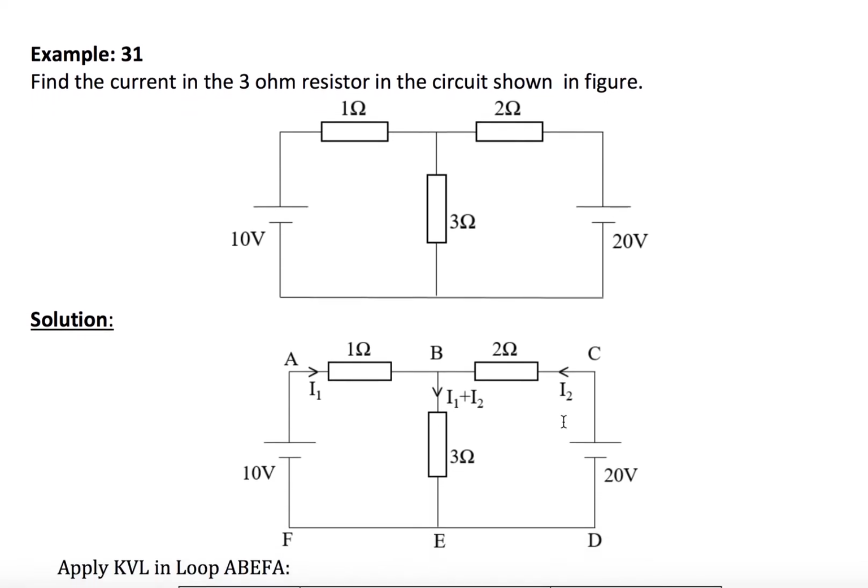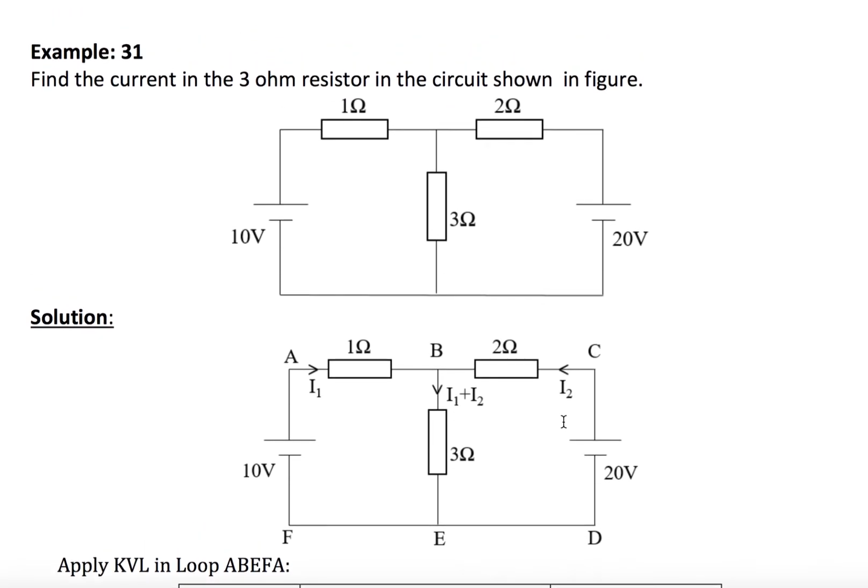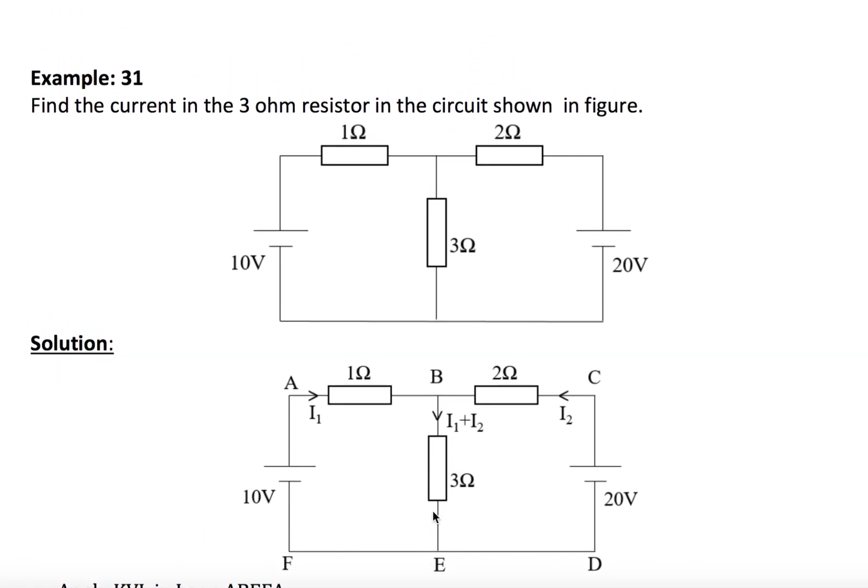Find the current in the 3 ohm resistor in the circuit shown in the figure. This current we need to find, that is I1 plus I2, right? Whatever it may be, we have to follow the same method. Current I1, you are assuming the current I2 here. Then both the currents are entering this node, and there is only one path for the current to flow, so these must add to each other. So I1 plus I2 will be flowing here, I1 will go from here, I2 will go like this from here.